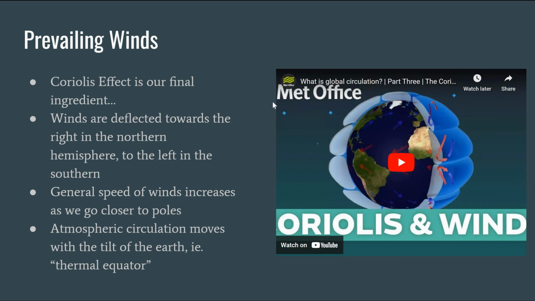So the final ingredient to explain prevailing winds is the Coriolis effect. Basically, the Coriolis effect states that winds are deflected towards the right in the northern hemisphere, and they're deflected towards the left in the southern hemisphere, and this is due to the Earth's rotation. Generally, the speed of the winds increases as we get closer to the poles, and the atmospheric circulation moves with the tilt of the Earth.